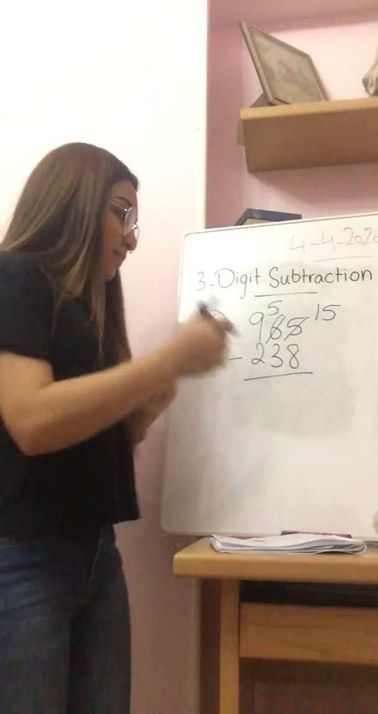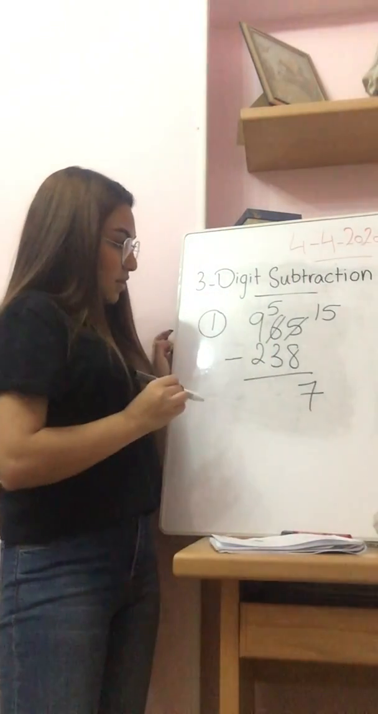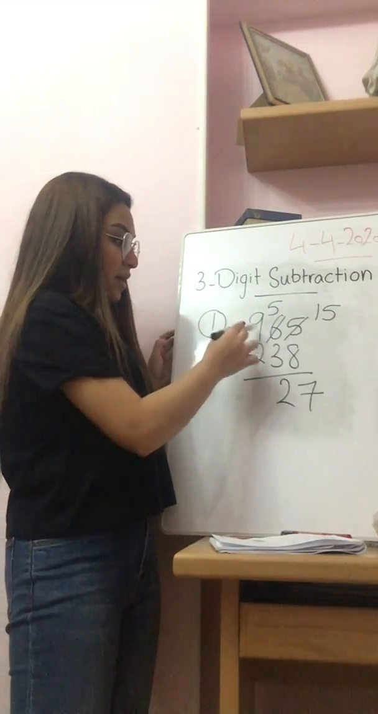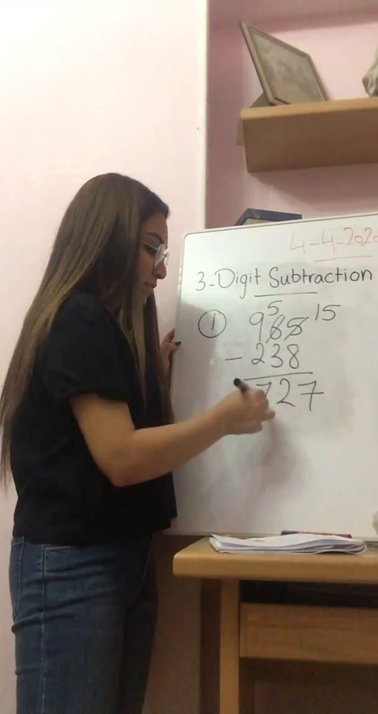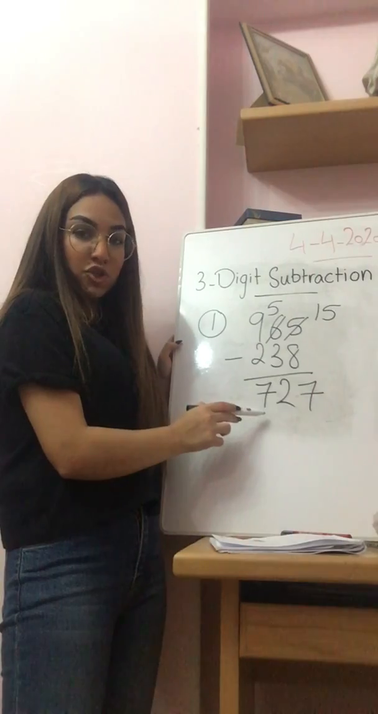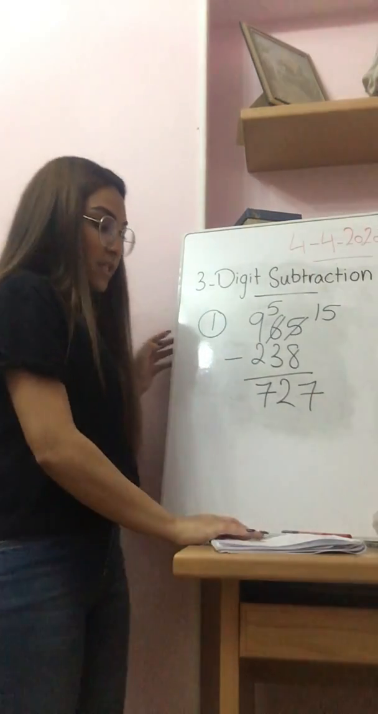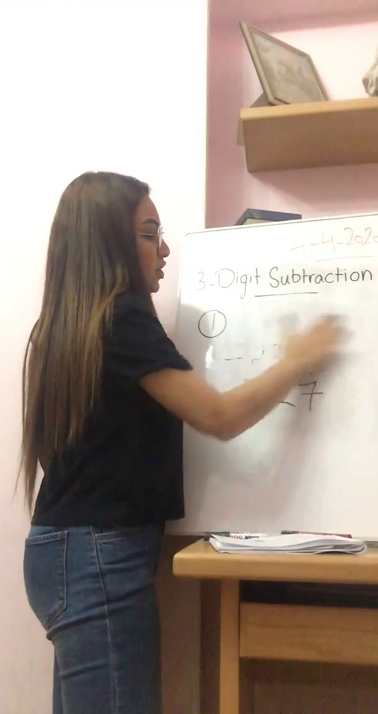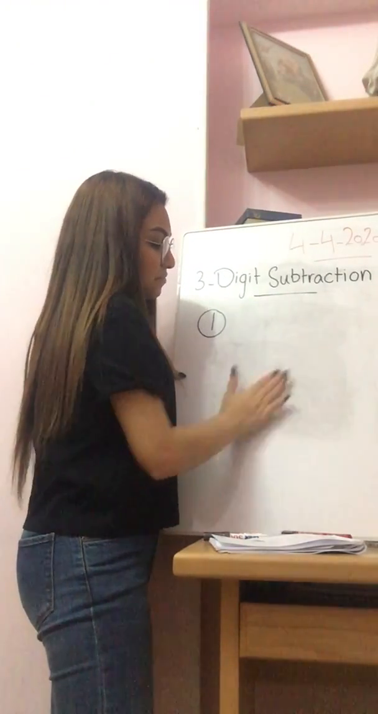These are 7. 5 minus 3 is 2, and 9 minus 2 is 7. So the answer is 727. This is our first exercise. Now, let's have a look at another exercise.